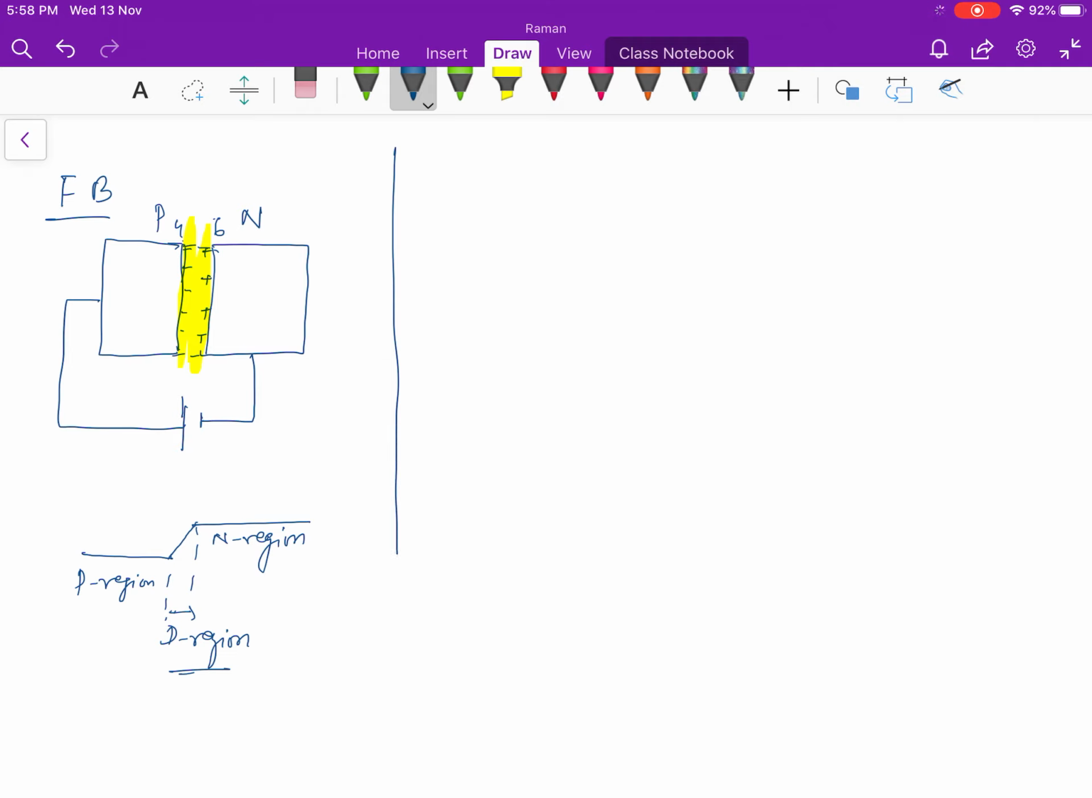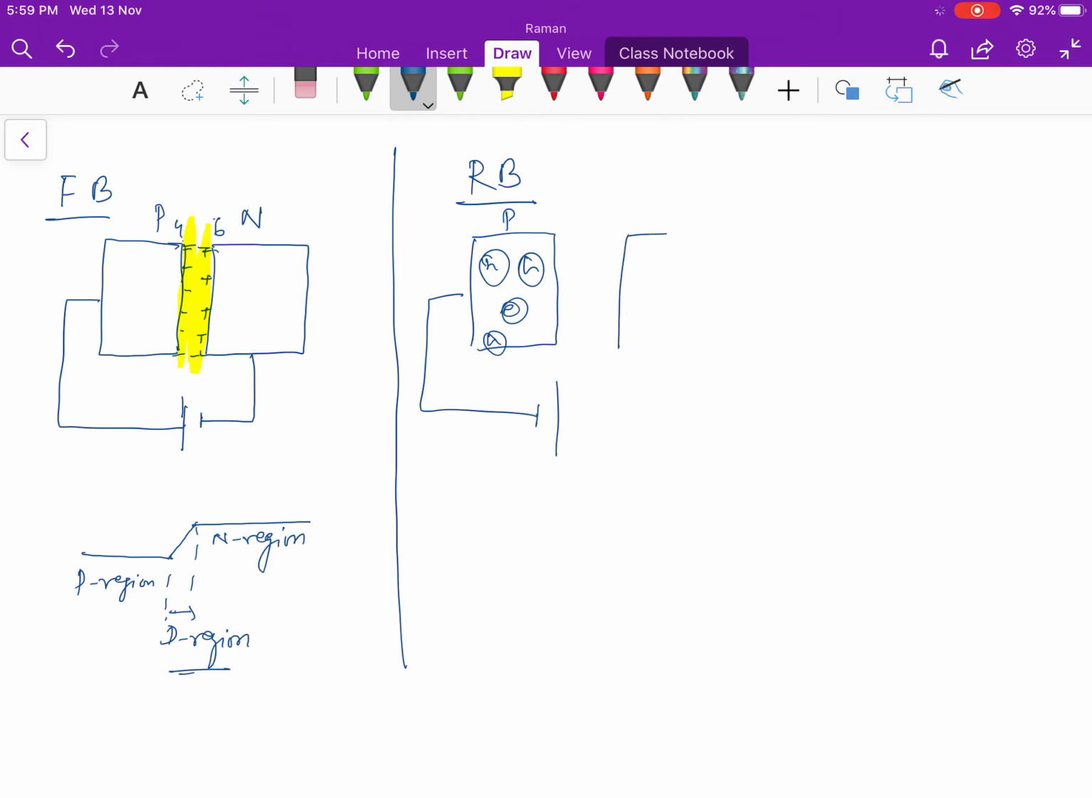Now in case of reverse biasing, what we need to do, we need to increase the width of the depletion region. That means we are going to increase the barrier potential. So how are we going to increase the barrier potential? That means we connect the P side, which has an excess of holes, with the negative terminal, and the N side with the positive terminal of the battery.